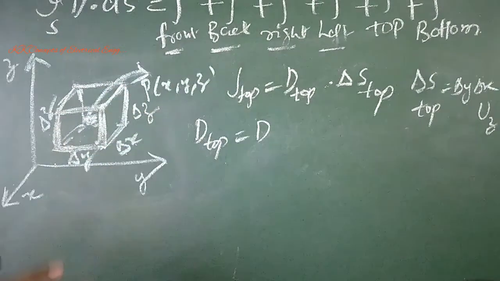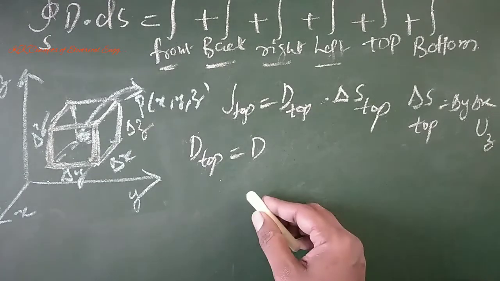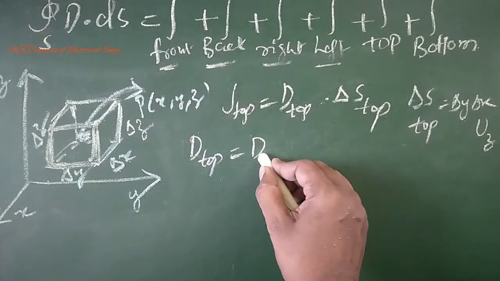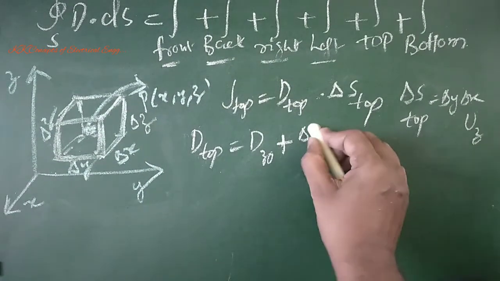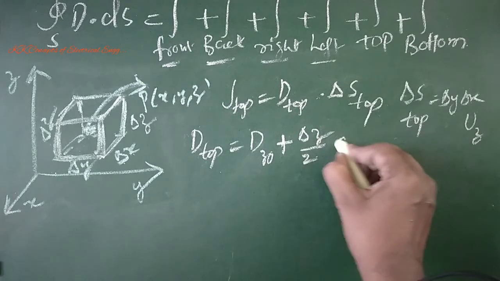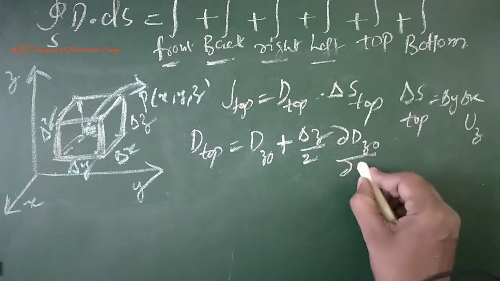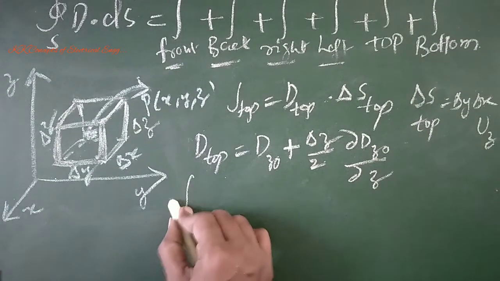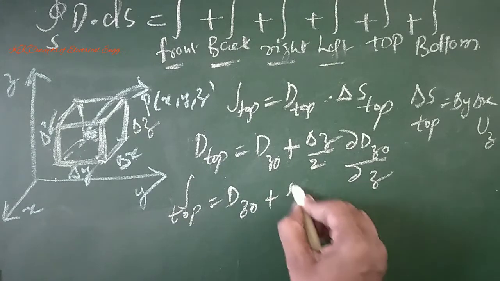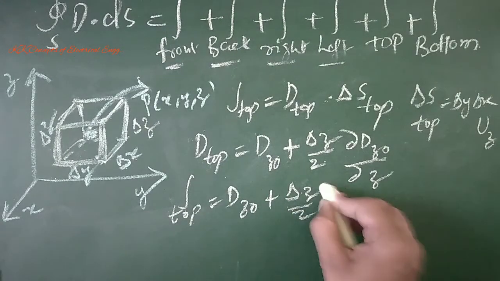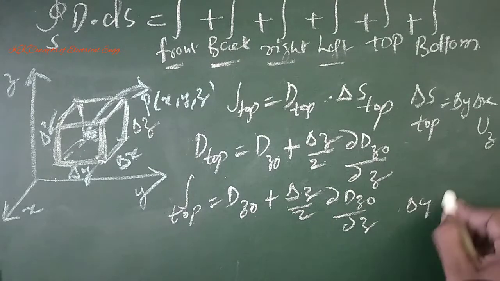Top surface, so it is on the xy plane, so the normal is along the z axis. Then D top equals D z naught plus delta z by 2 dou Dz naught divided by dou z. Then integral top is given by Dz naught plus delta z divided by 2 dou Dz naught by dou z multiplied by delta y delta x.